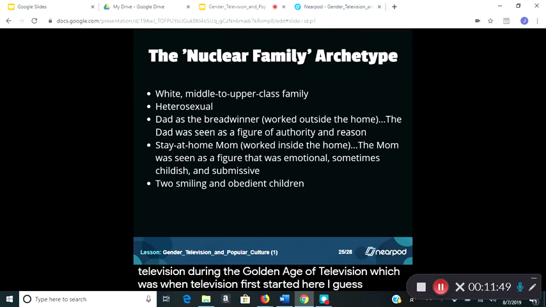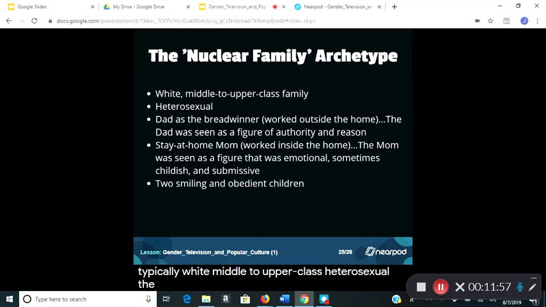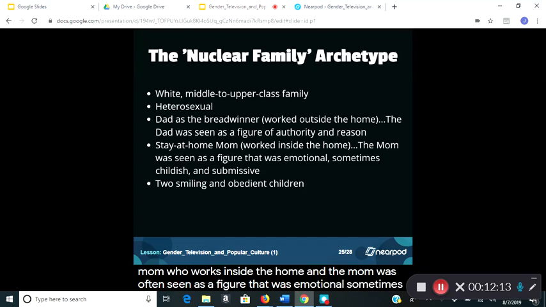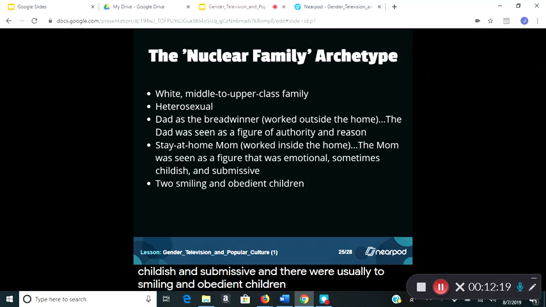Here I give some characteristics of the nuclear family. They were typically white, middle to upper class, heterosexual. The dad was usually the breadwinner and worked outside the home. He was seen as a figure of authority and reason. And then you usually had a stay-at-home mom who worked inside the home. And the mom was often seen as a figure that was emotional, sometimes childish, and submissive. And there were usually two smiling and obedient children. Now, from the Leave It to Beaver picture, we saw two boys, but typically you might have a boy and a girl. But that was the nuclear family.